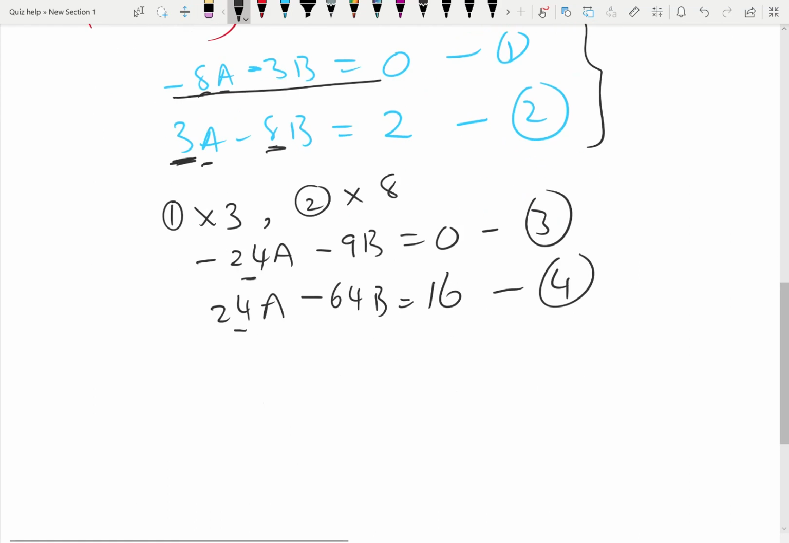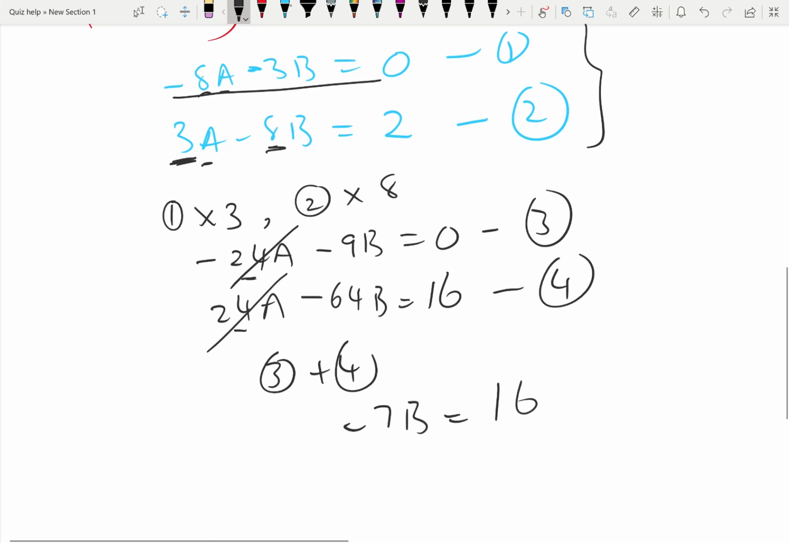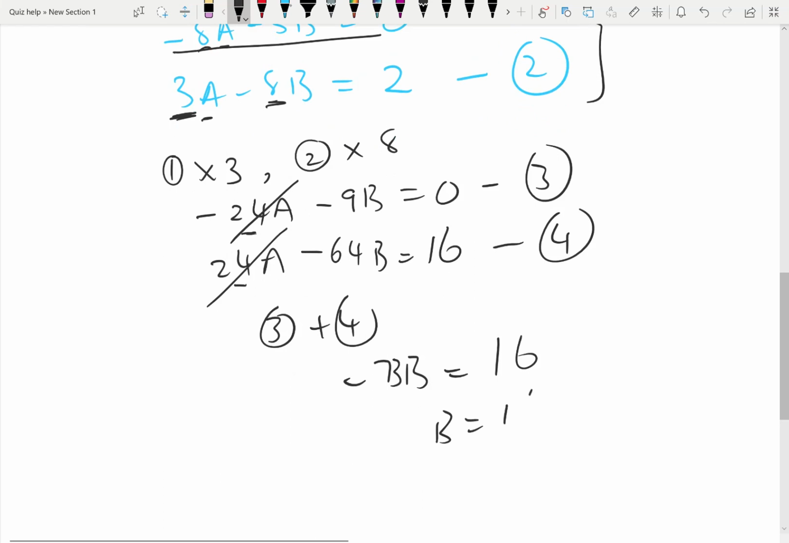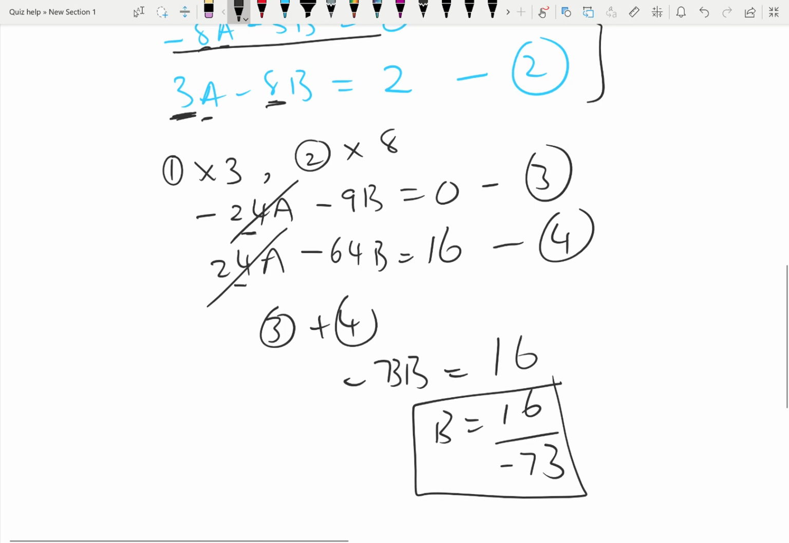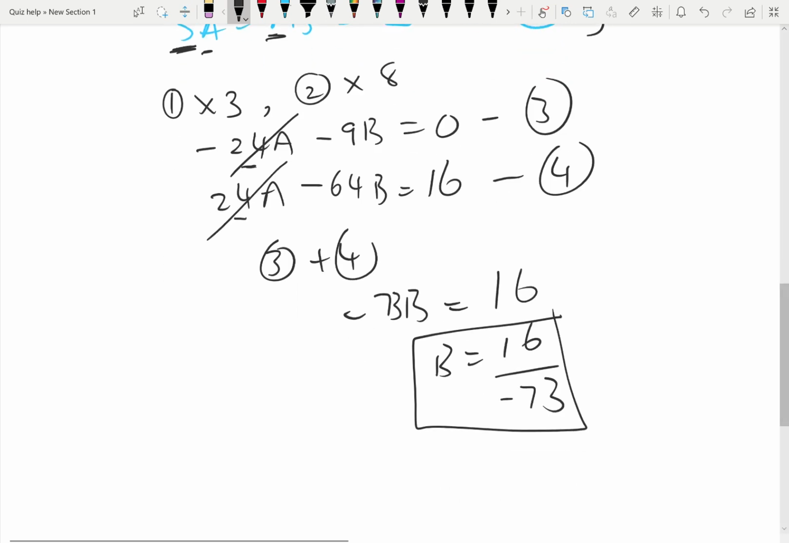Now you can see when you add equation 3 and 4, these two terms cancel out. So negative 9b plus negative 64b is negative 73b. 0 plus 16 is 16. So b is an ugly number, 16 over negative 73. I shouldn't say that as a mathematician. A beautiful number. Okay. All right. So b is this, 16 over negative 73.